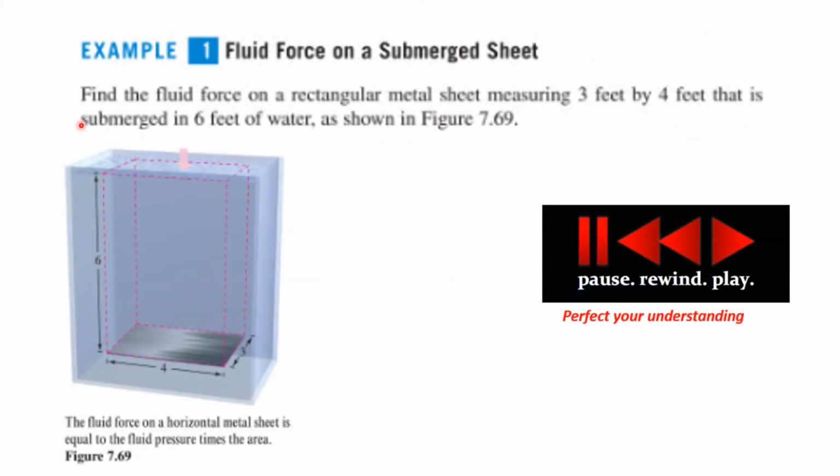Let's look at an example. So here, and I do let you see the picture, find the fluid force, that's the force down here, on the rectangular metal sheet measuring 3 feet by 4 feet that is submerged in 6 feet of water. So the surface of the water is up here, you submerge it and it's down there, and that's the picture.